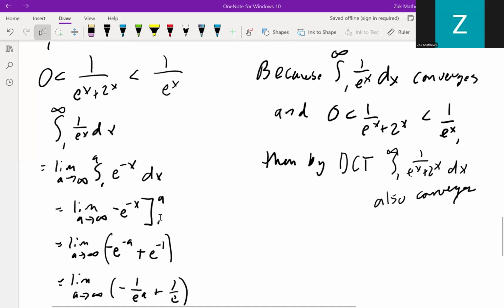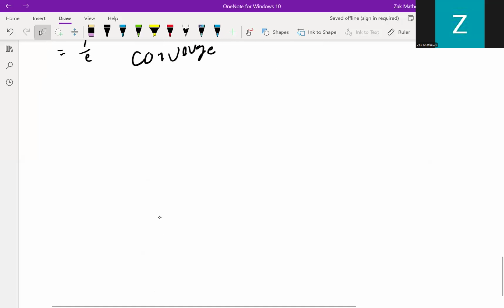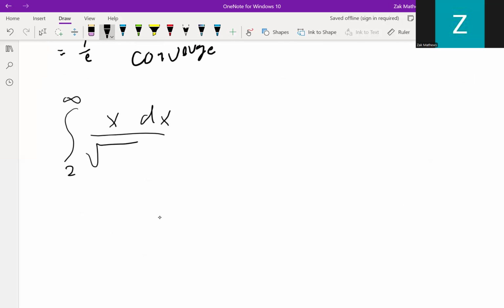Okay. Let's take one last example. So I haven't done anything with the limit comparison test yet. Let's take x dx over the square root of x to the 4th minus 1.